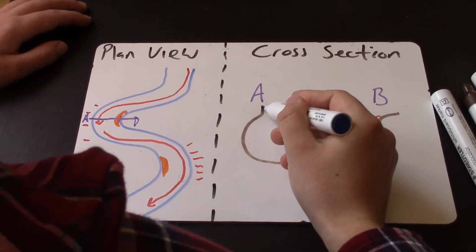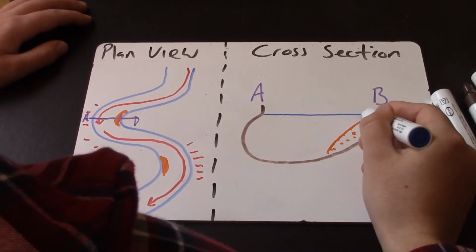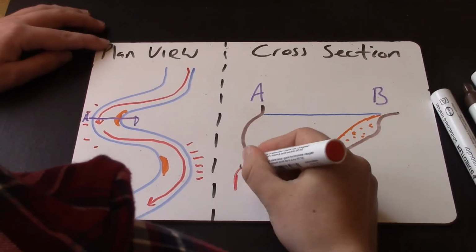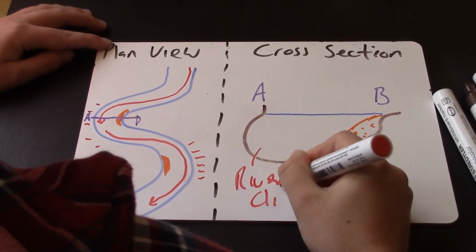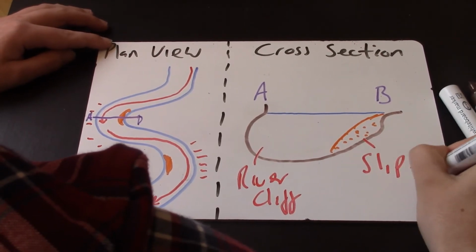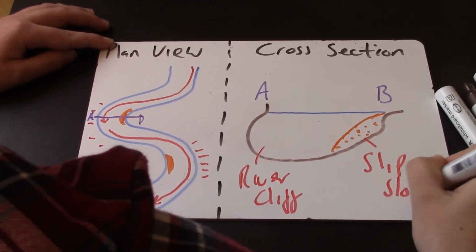And what this means is our river channel is actually asymmetrical in shape, with our river cliff here and our slip-off slope here.